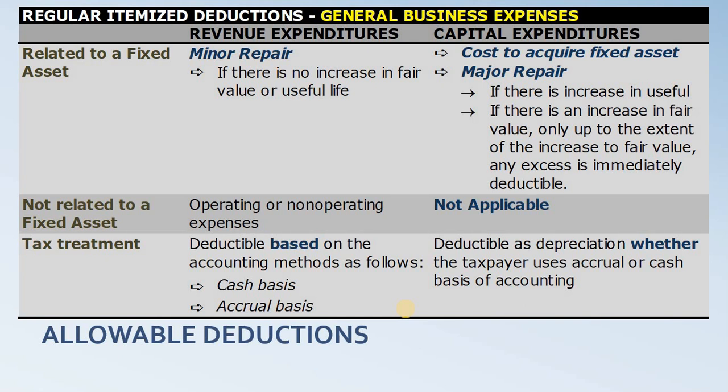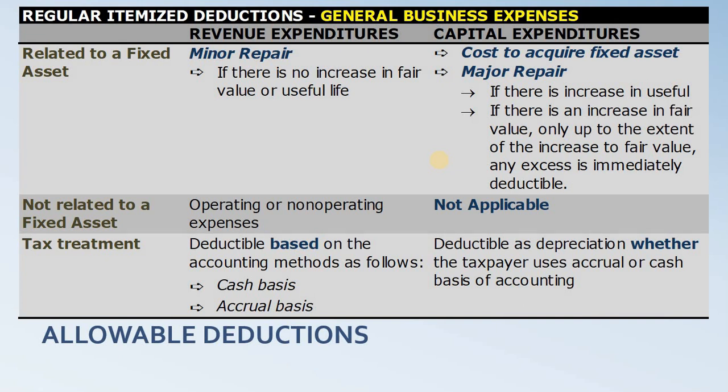Capital expenditures are expenses that are related to fixed assets, so the acquisition of fixed assets. It could be a depreciable fixed asset or a non-depreciable fixed asset such as land. And what differs capital expenditure from revenue expenditure is that capital expenditure, when paid, is not outright recorded as an expense. And why is that? Because the fixed asset can be used for more than 1 year.